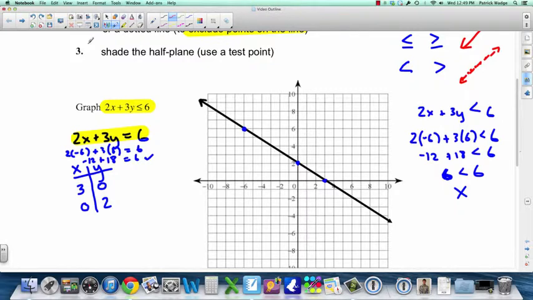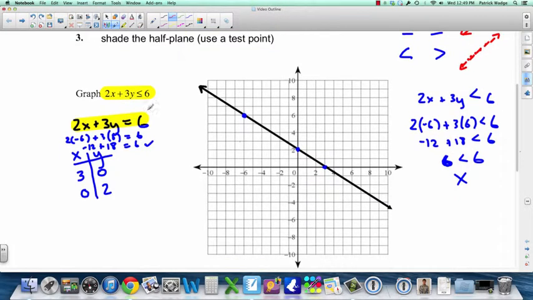So how are you going to figure it out? Well, what I do is I use a test point. I just try any point I want, as long as it's not on the line. You can't try one of those because we already know what happens there. It makes it equal to. You have to try one of the points that's not on the line. What would be the easiest point to try that's not on the line? How about the origin, 0, 0. So I'm going to write test point, 0, 0. That's the point I'm going to try.